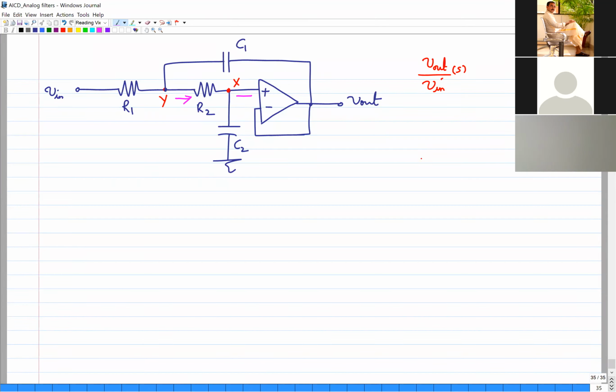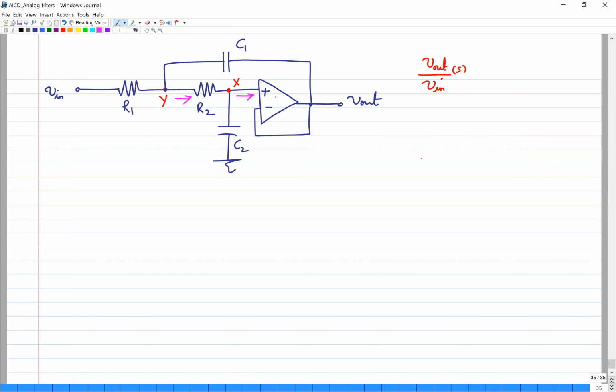Anyway, there is no current into this op-amp. No current will flow to the terminals of the op-amp. So the current flowing through R2 is the same as the current flowing through C2. So there is no current here. So this current is the same as the current flowing through C2. So can I write the current flowing through C2 as Vx by the impedance? The impedance is 1 by SC2. So the current is actually Vx into SC2.